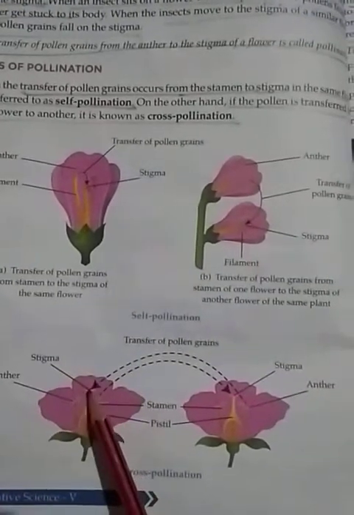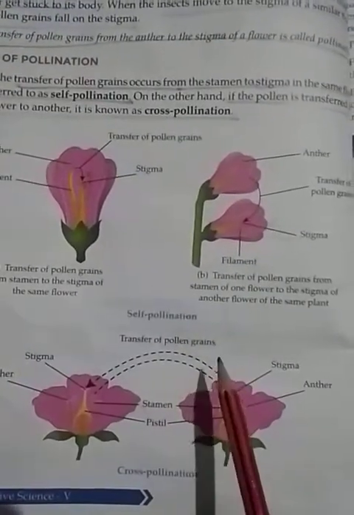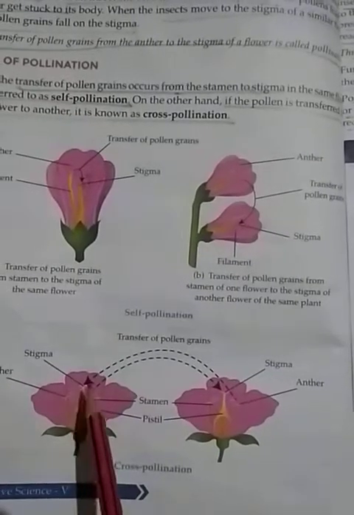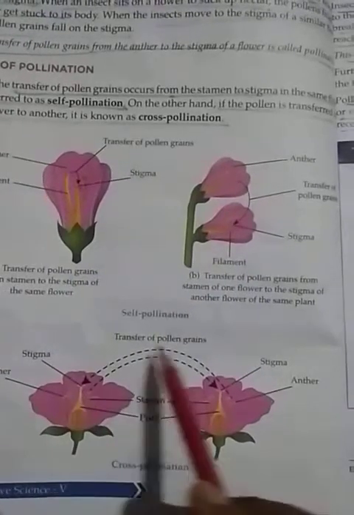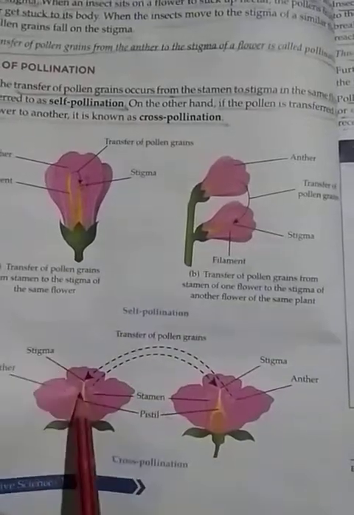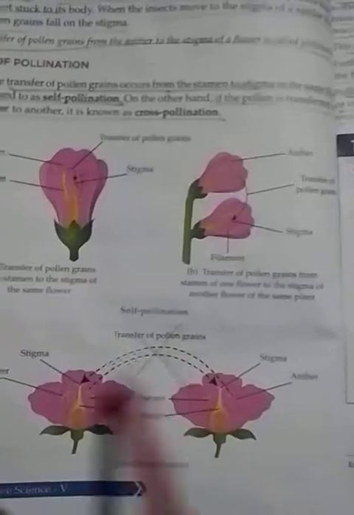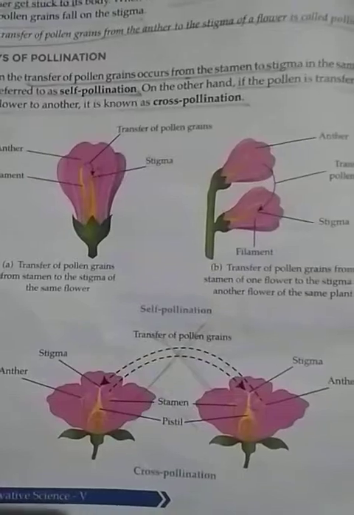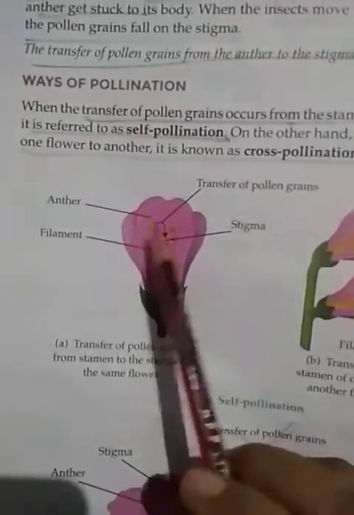When the pollen grains of this flower are transferred to this flower, or when the pollens of this flower are being transferred to this flower, they just exchange. The pollens of this flower were transferred to this flower, and the pollens of this flower are transferred here. So that is cross-pollination. It's happening between two different flowers. So cross-pollination. Clear, everyone? You can understand it very easily from the figure.